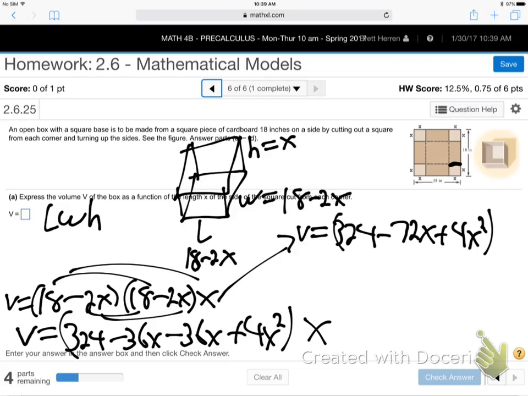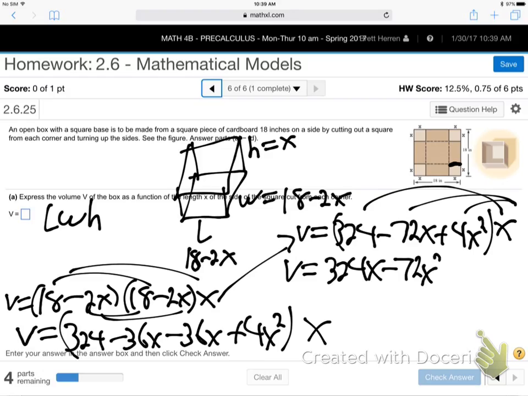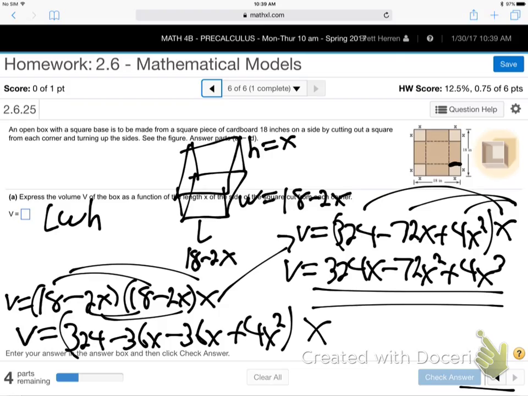Oh, I'm probably off the screen. Almost. X is sitting out there. Now, that x goes boom, boom, boom: 324x minus 72x squared plus 4x cubed. There's our volume. And we've already got it just with x. We don't have to do any y plug-in or anything. It's kind of nice. So there's the volume formula in terms of x.